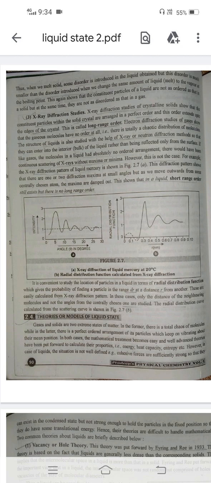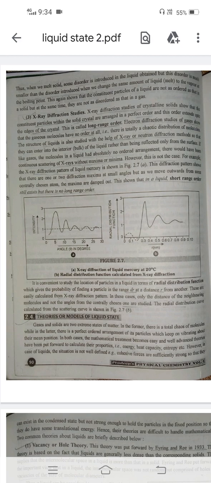The structure of liquids is also studied with the help of X-ray or neutron diffraction methods so that they can enter into the interior bulk of the liquid rather than being reflected only from the surface. If, like gases, the molecules in a liquid had absolutely no ordered arrangement, there would be a continuous scattering of X-rays without maxima or minima. However, this is not the case.